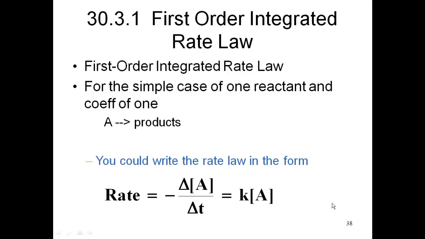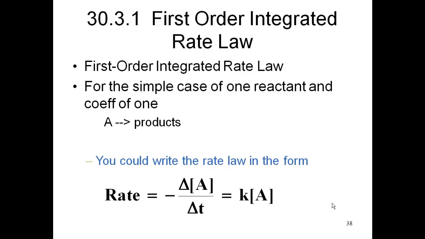We will start with the first order integrated rate equation, but there are other ones that we will learn as well. We'll also learn the zero and the second order. Depending on the order of the reaction, there will be a different equation. For these integrated rate equations, we're going to concentrate on a simple case. Case where we have one reactant with a coefficient of 1 going to products.